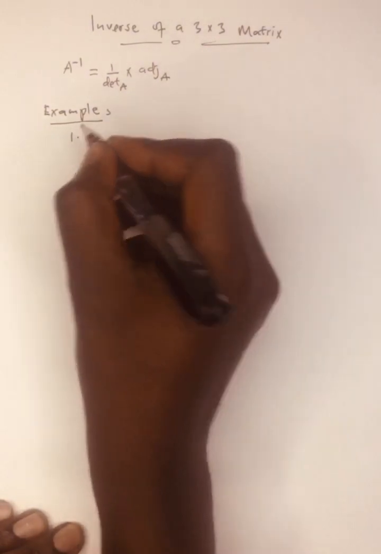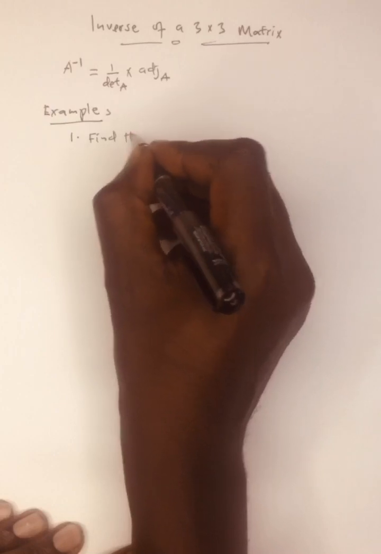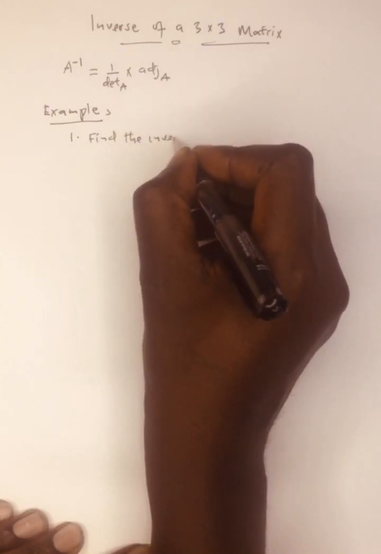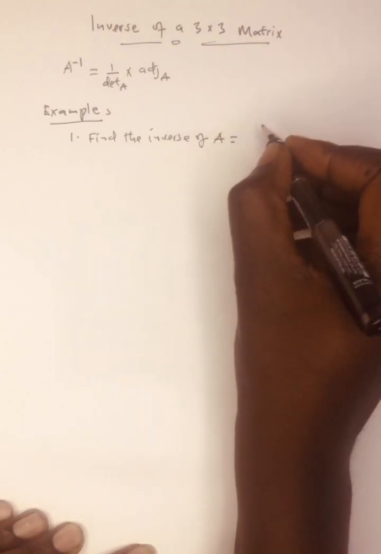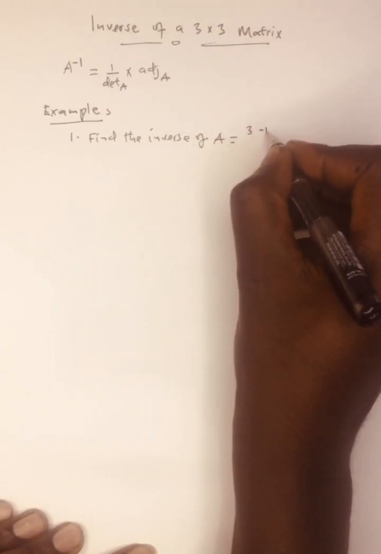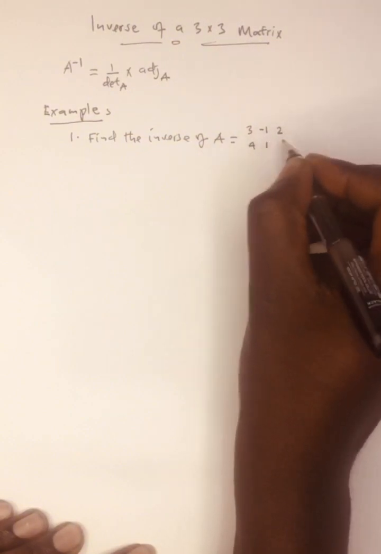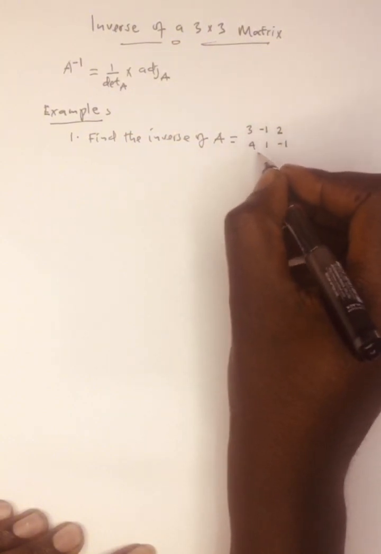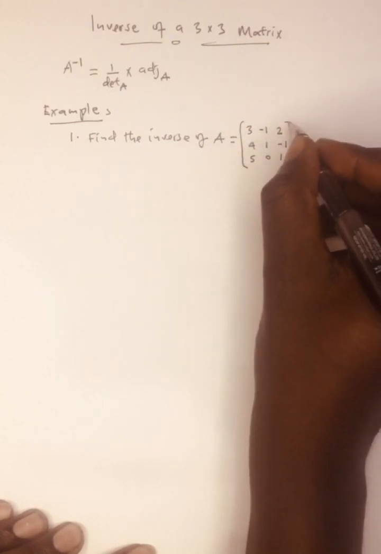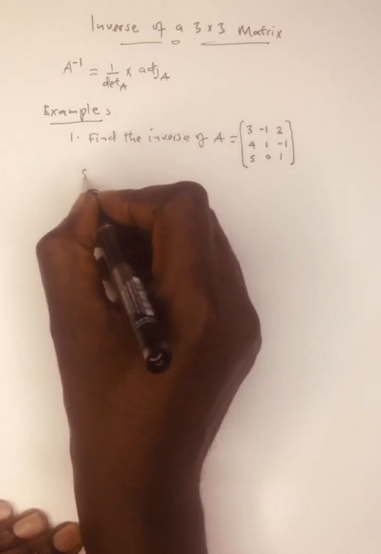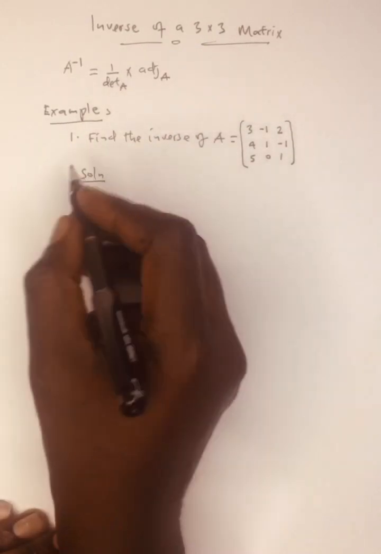So the first example is find the inverse of the matrix A, which is given by 3, negative 1, 2, 4, 1, negative 1, 5, 0, 1. So let us look at the solution. The first thing to do is obtain the determinant.